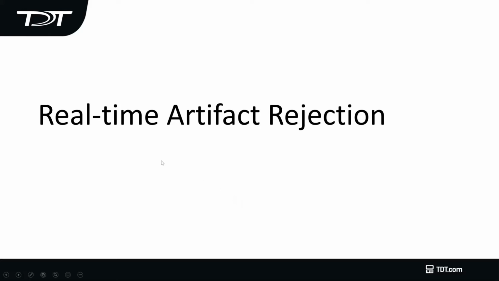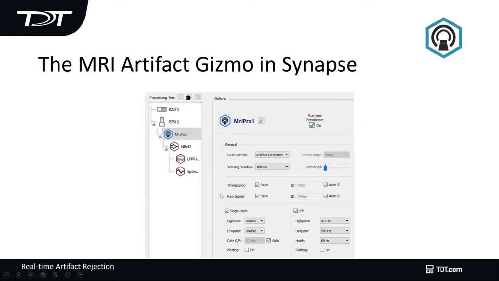One of the things that TDT provides you with is real-time artifact rejection. This is going to allow you to look at your neural signal while you're doing your recordings. This is called the MRI Artifact Gizmo, a feature of our Synapse software. It provides you with a series of tools for basically thresholding and recording around your artifact.